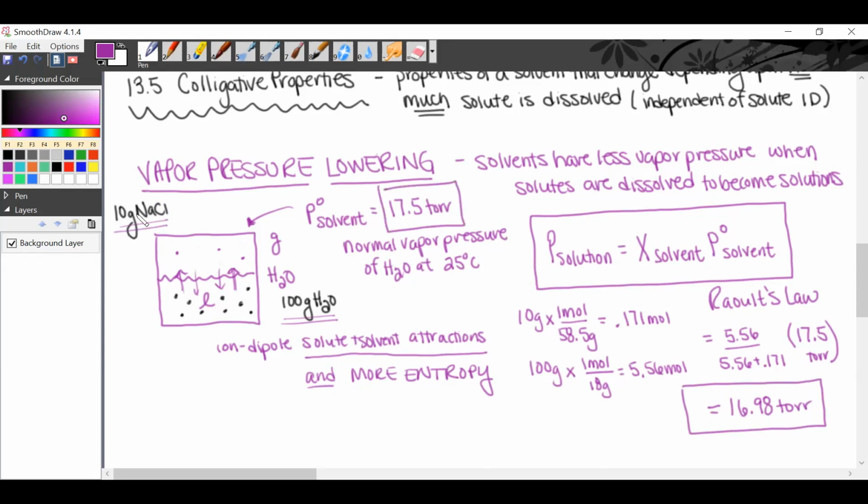So you take a little bit of solute, you increase the solute-solvent interactions, you've increased entropy, it is less likely for that liquid to become a gas.